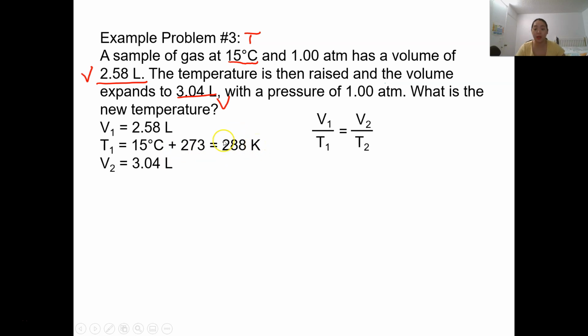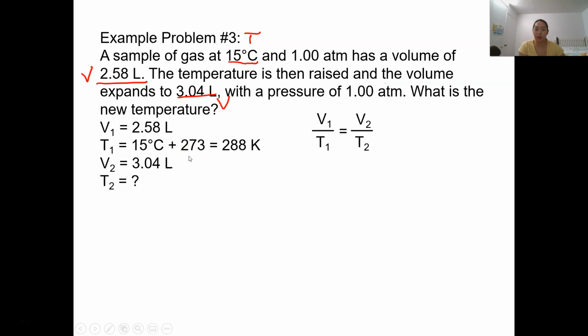What's left is the other volume here, 3.04, and that's our final volume because that's the one the volume expands to after we raise the temperature. And lastly, our missing variable is T2. Now, after you have identified the missing variable and the given variables, what is your next step? Go ahead and answer the question now.